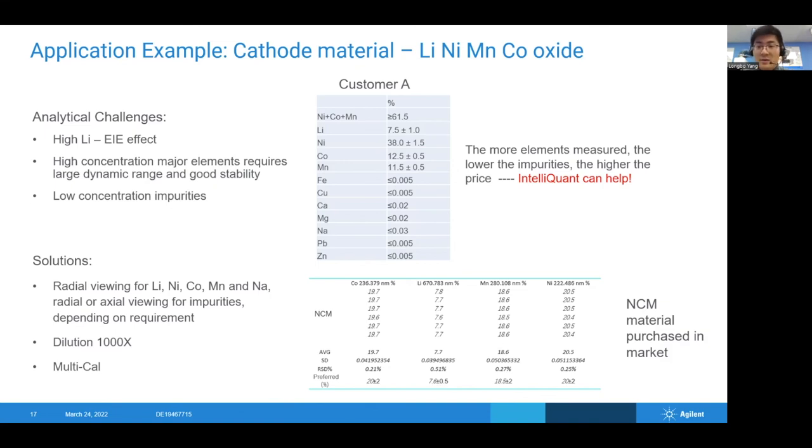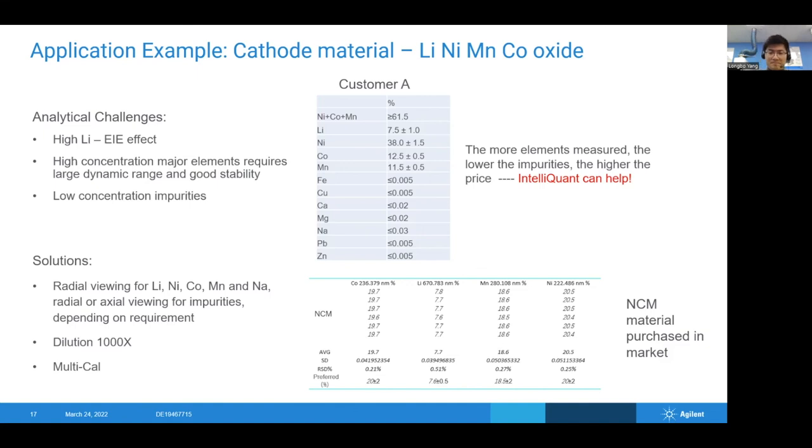This is the requirement that one of our customers showed us, and we can see the impurity level is pretty high. You don't really need extremely high sensitivity to look at these. So we can do a total dilution factor of 1,000, which minimizes the matrix effect, and still easily get good signals on all the impurity elements. So we tested NCM materials we purchased from the market, and we got excellent results with great repeatability and accuracy.